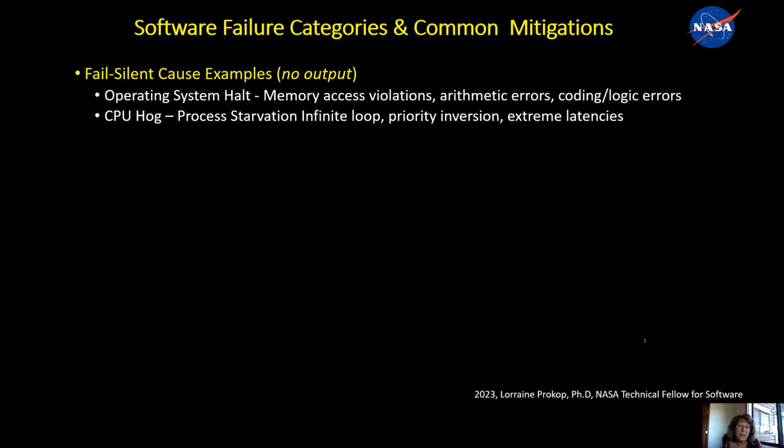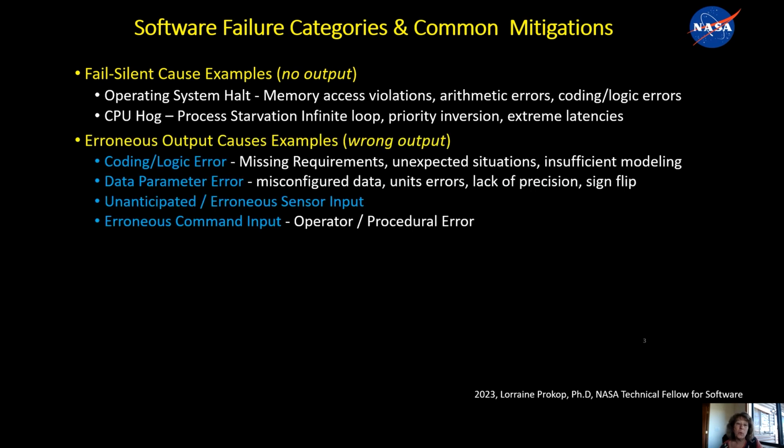Some examples of the fail silent case could be when the operating system halts due to memory access violations or arithmetic errors, underflow, overflow, or if the processor has a priority inversion and some processes are being starved. But the erroneous output case is a broader case, and it turns out the vast majority of the manifestations for software errors are in this case, and I'll show you the statistics. I've broken them down into 4 categories.